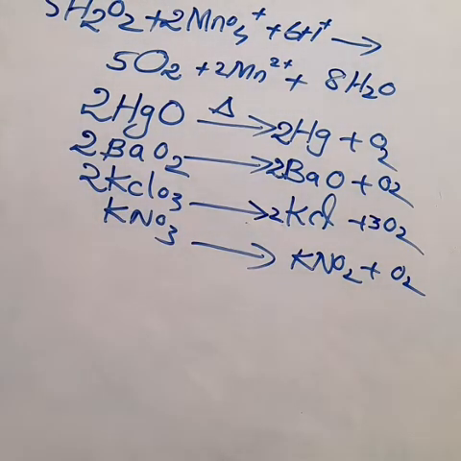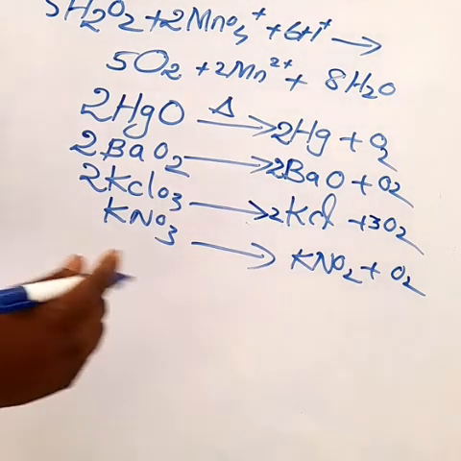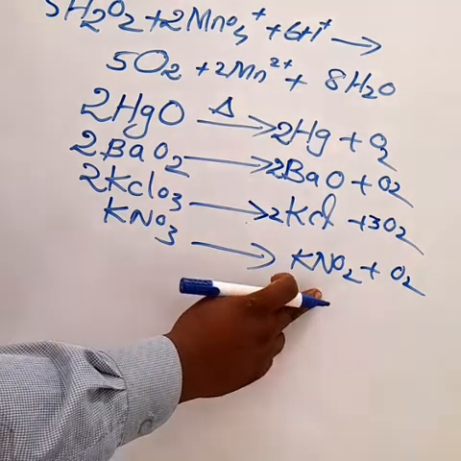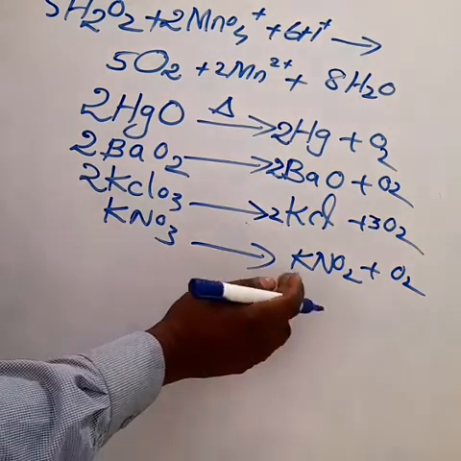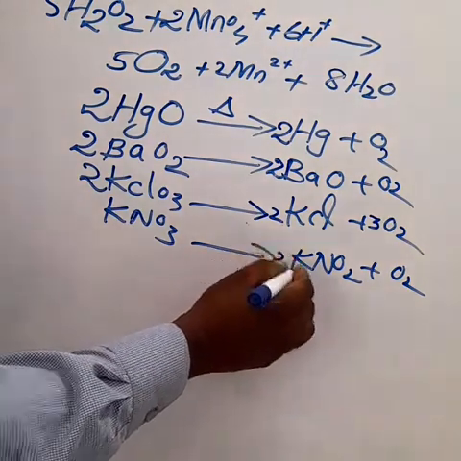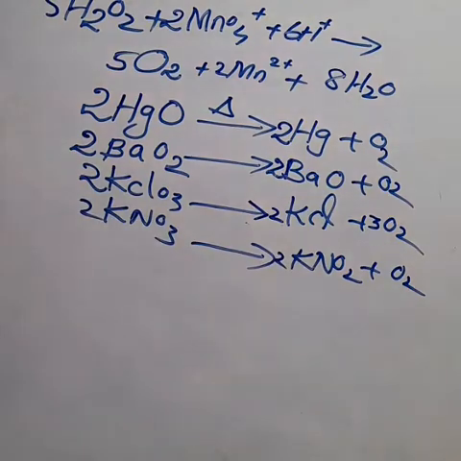Next, potassium nitrate. Potassium nitrate is decomposed into potassium nitrite and oxygen. Reactant side make it 2, product side make it 2. Now the reaction is balanced.